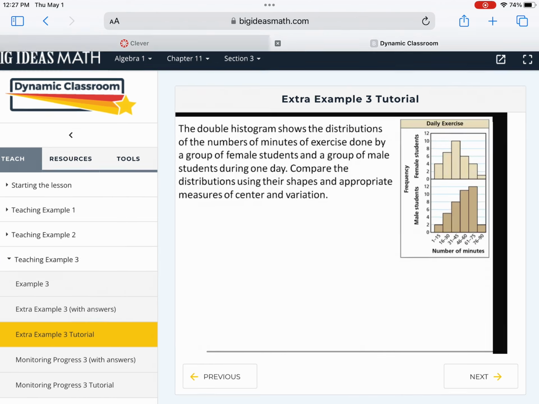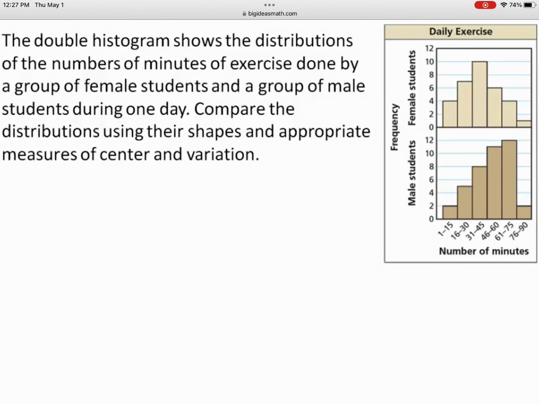The double histogram shows the distributions of the numbers of minutes of exercise done by a group of female students and a group of male students during one day. Compare the distributions using their shapes and appropriate measures of center and variation.